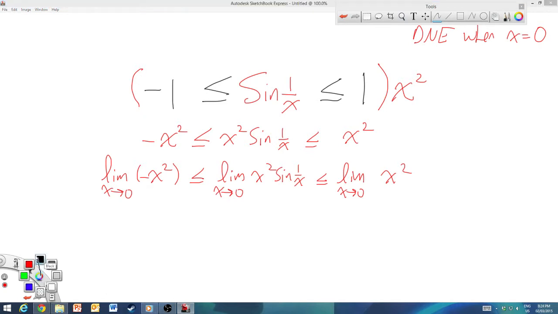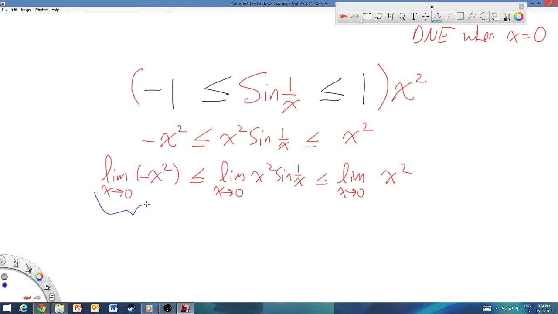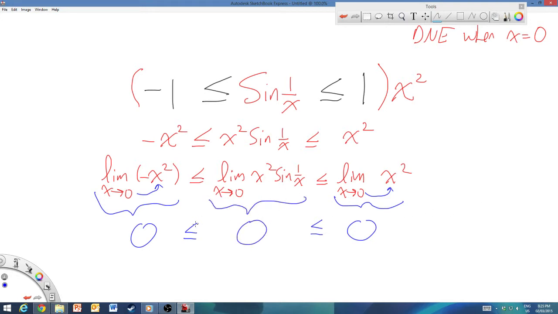This is great because what do I know about this particular limit? Well, if I put 0 in for x squared, this ends up becoming 0. Okay. Over here on this side, if I calculate this one, so I put 0 in for x, this gives me also 0. So it basically means that this limit has to be 0. There's no other number that can really be between 0 and 0. It has to be equal to 0.